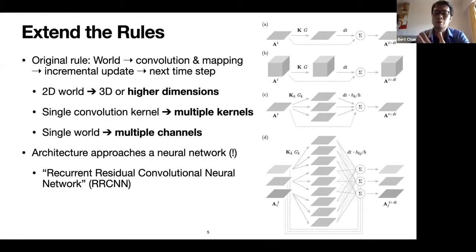By making these extensions, we try to see what happens to this system. Will they create more interesting life forms? But the architecture itself becomes more like a neural network. It is not expected. We call this recurrent residual convolutional neural network. The architecture looks like the right-hand side corner.